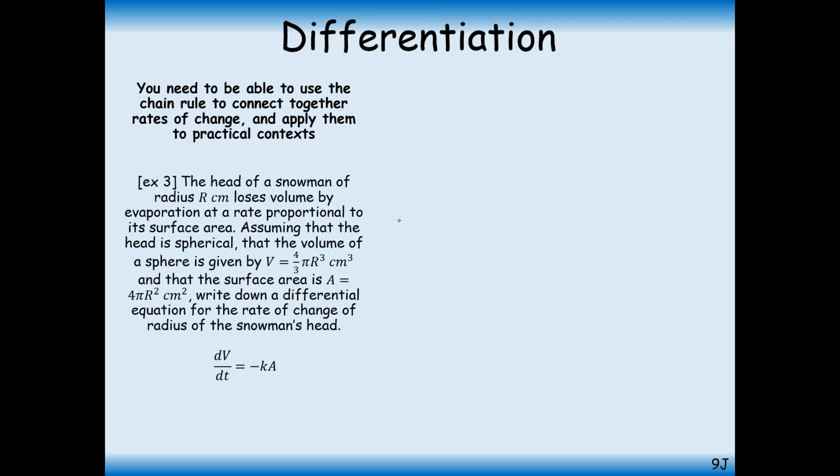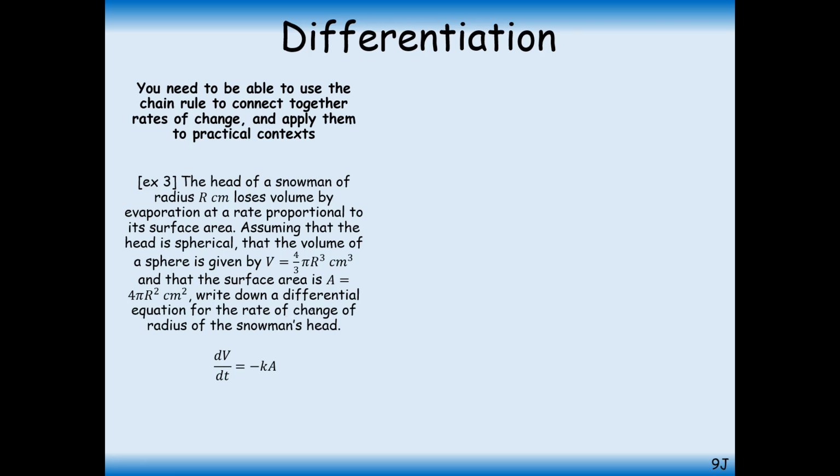It says that the head of the snowman has radius of capital R, and it loses its volume by evaporation at a rate proportional to its surface area. So, assuming that the head is spherical and that the volume of a sphere is given by 4/3 pi r cubed, and the surface area of the sphere is 4 pi r squared, write down the differential equation for the rate of change of the radius of the snowman's head.